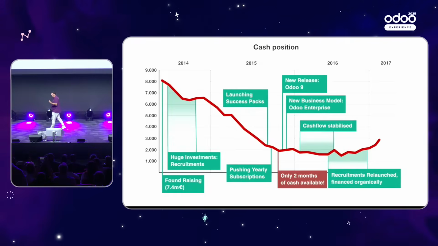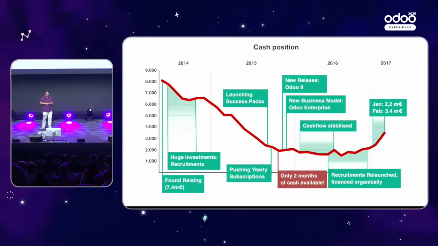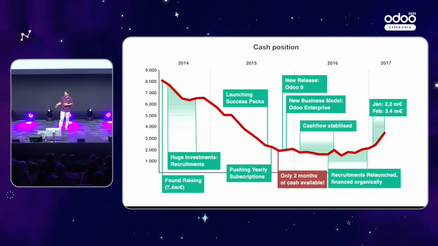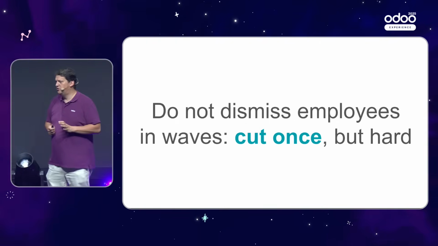So how should you react when things happen? First, you have to work on the issues, of course. That's what we did. That's why we started to sell yearly subscription rather than monthly. That's why we switched the business model. That's why we released Odoo 9, which was a very good version at the time, so we expected that it would bring more customers to us. But then how do you handle that internally?